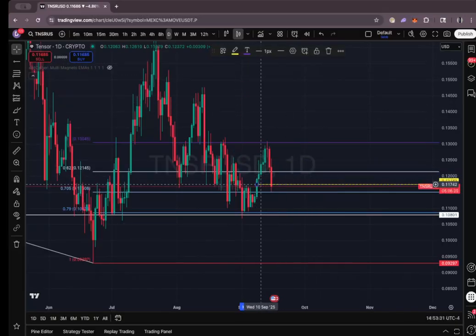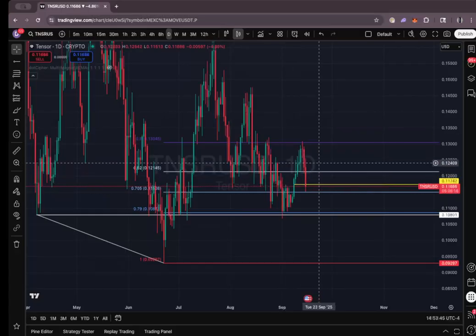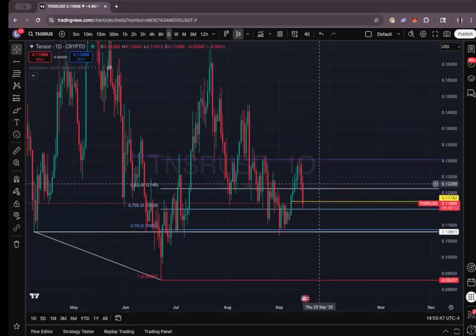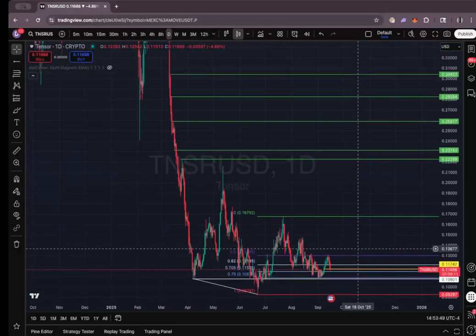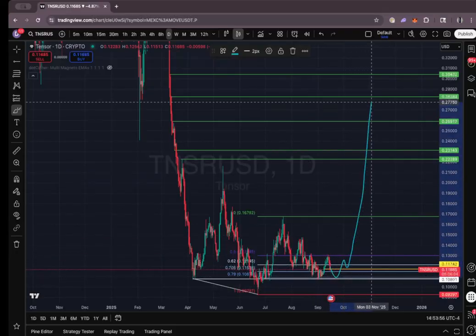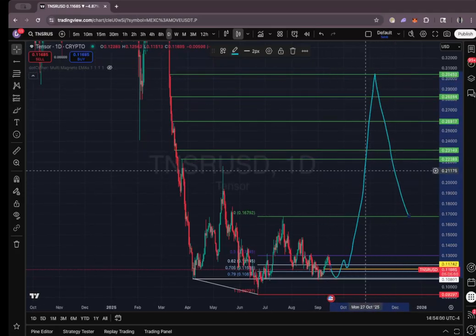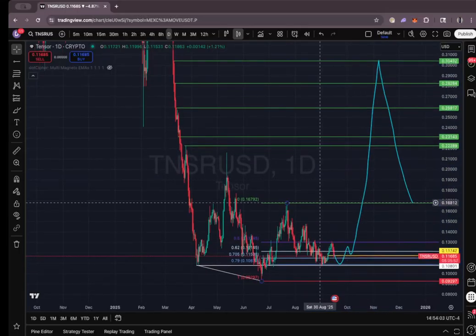Actually, thank you for mentioning TNSR, because the moment we close a daily above 11.7 and flip it, this is going to be the low, and we're actually going to be targeting all the way up to 28. So I would expect something like this to happen. The next IRL is open all the way up to 22 to 30 on the daily.